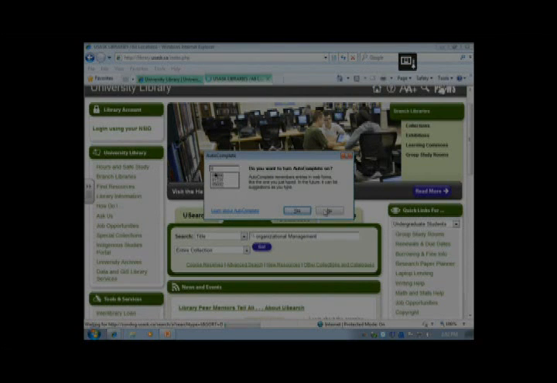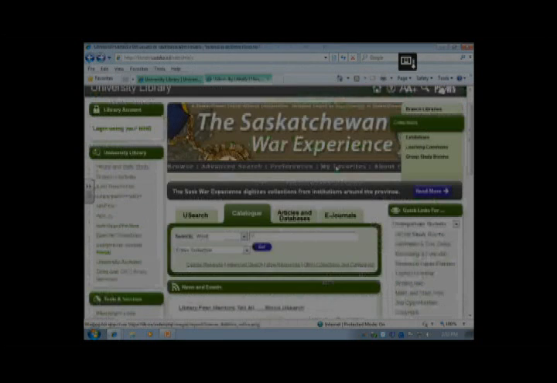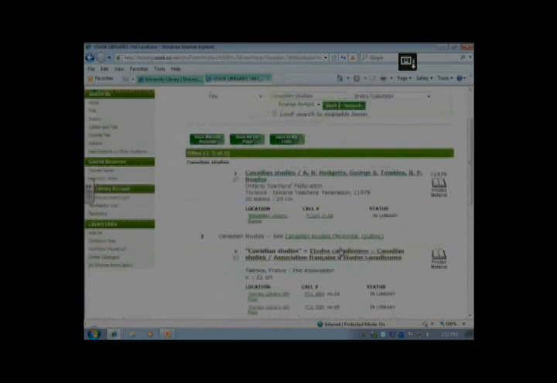Please, is this right? No. Can I think of a journal when I need one? Canadian Studies. Sure. Thanks. Let's see if it comes up. Canadian Studies, lovely. There we go.